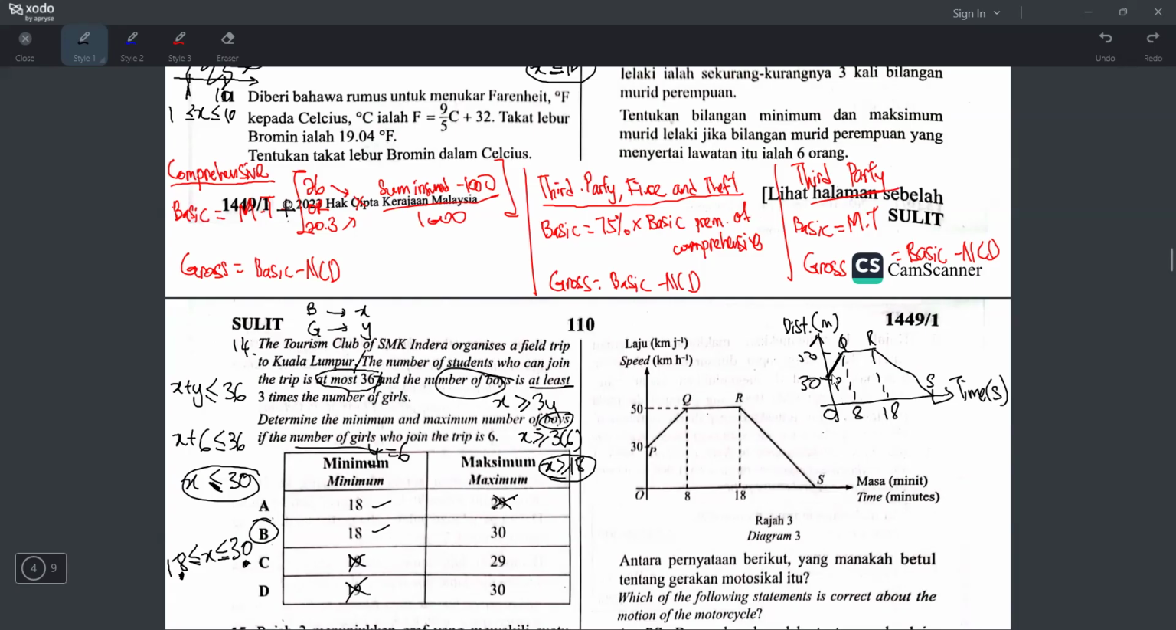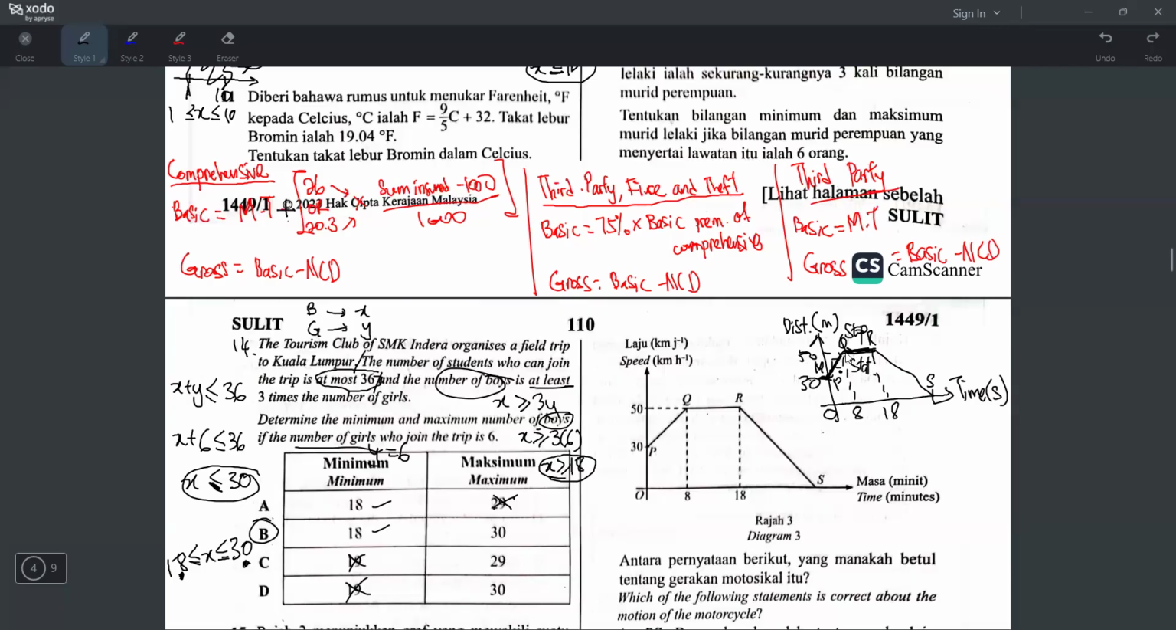This line means what? 8 second, dia sudah bergerak from 30 to 50. It means dia sudah bergerak 20 meter. So this line, we call it move forward. So I write short form, MF, move forward. And then this line, what happens? Stop ataupun stationary.